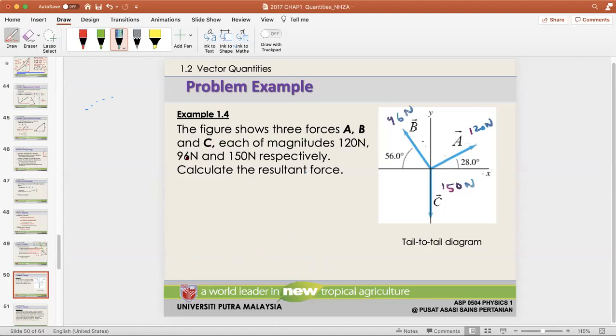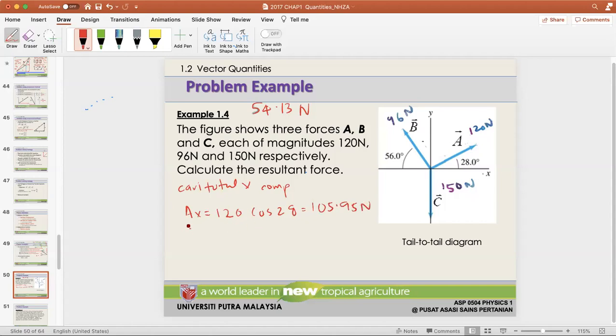I'll write it down. My answer for the resultant force is 54.13 Newton. Sekejap. 54? Yes. 54.13 Newton. Can you tell me the equations for you to get that answer? First of all, cari x axis punya total and then cari y axis satu-satu. So total untuk x axis untuk A, okay. 120 cos 28 equal to 105.95 Newton.